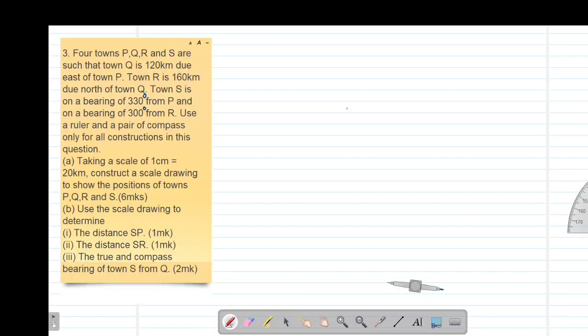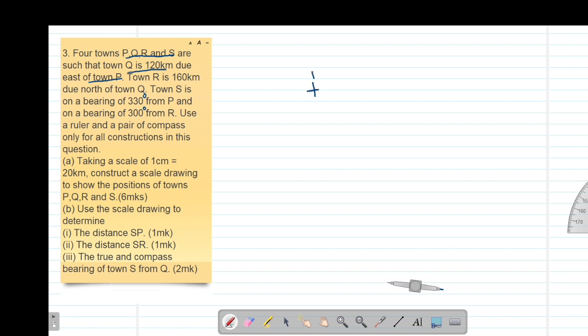Welcome to today's class. It's our third lesson on the topic scale drawing, whereby we are looking specifically at what we call bearing. So we are looking at our example number 3, which reads that 4 towns P, Q, R, and S are such that town Q is 120 kilometers due east of another town P. So of course the first thing is to draw a sketch. So I will let my town P to be somewhere here.